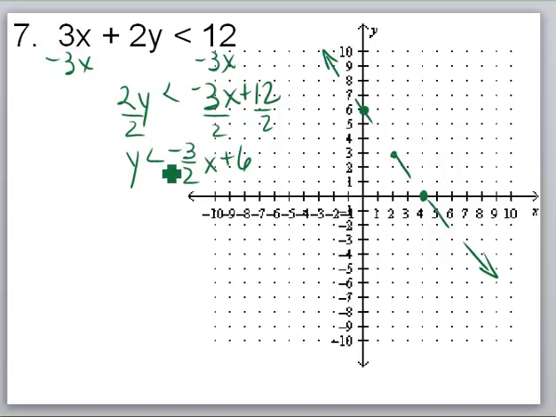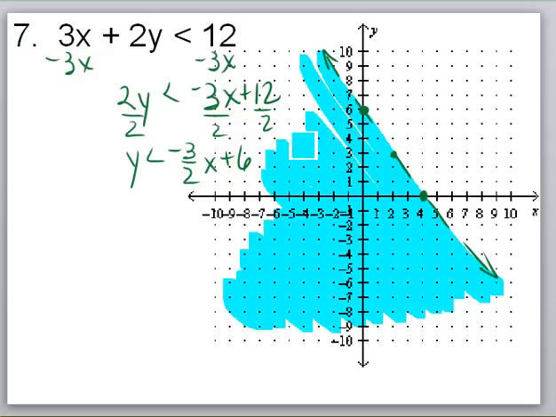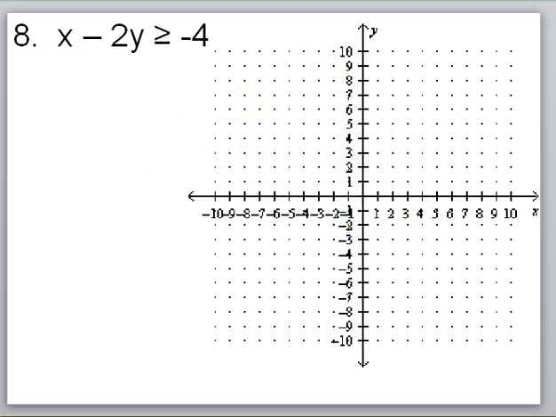and then this says shade below the graph, because it's less than, so I'll shade below the graph, and that would be the solution of this linear inequality, anything that's below that line.